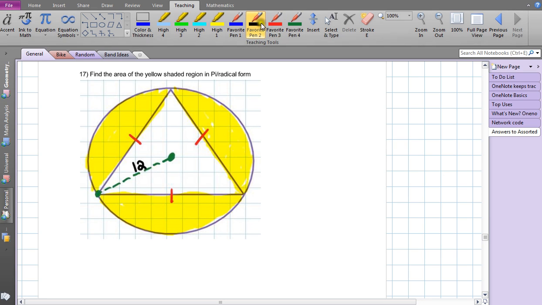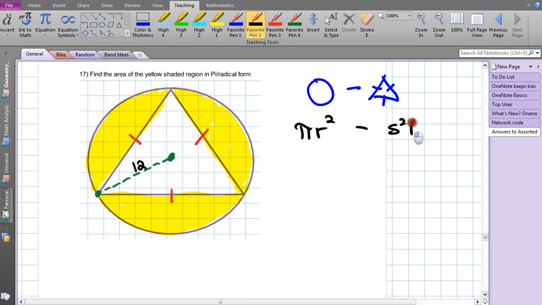What we do know is if we can brainstorm to realize that the yellow area is really made up of taking the whole entire circle. If we imagine that we wanted the whole entire area of the circle, and then we're going to subtract out the area of the equilateral triangle, what's left is our yellow shaded region. So in this case, let's write the formulas we need. We need pi r squared for the circle.